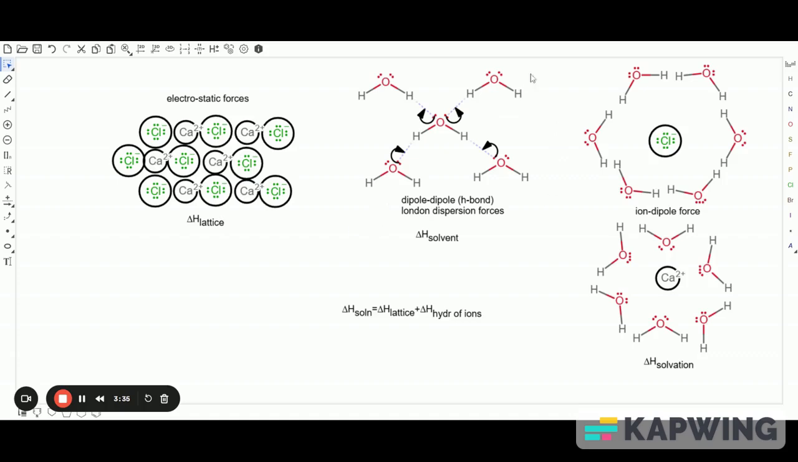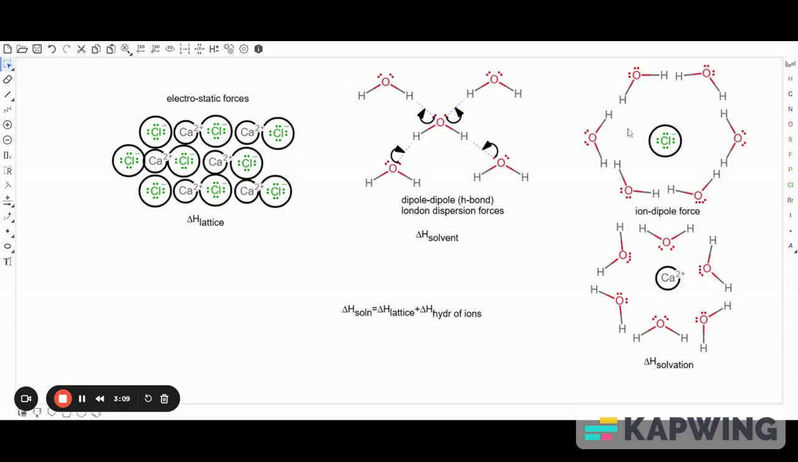Second thing that's got to happen is that the intermolecular forces of water have to be overcome. Both these processes here are endothermic because they're going to require breaking of bonds or attractive forces. Now, this is going to be less endothermic than the lattice energy because London dispersion and dipole-dipole forces are far weaker than lattice energy or electrostatic forces.